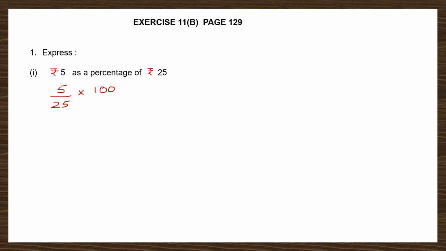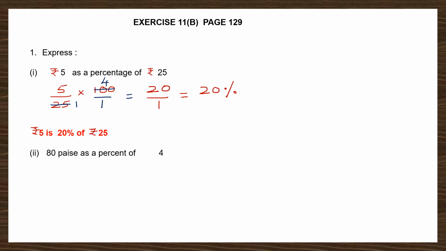Now this is normal multiplication of fractions. So let's cancel whatever we can here. I can cancel 25 and 100 both by 25. 25 ones are 25 and 25 fours are 100. So now let's multiply the numerators. 5 fours are 20. Denominators, 1 ones are 1. 20 by 1 is simply 20 and I put the percentage sign. So 5 rupees is 20% of 25 rupees.